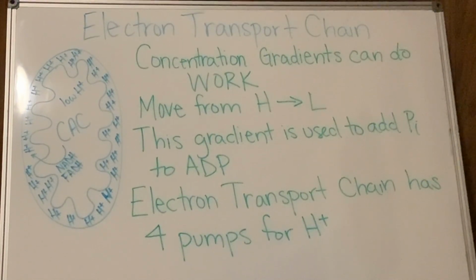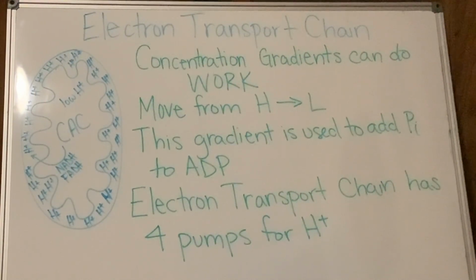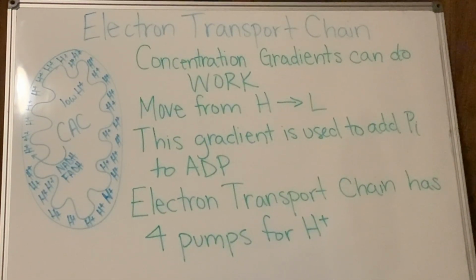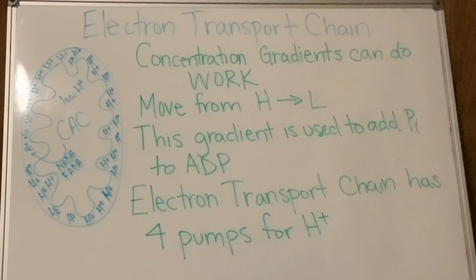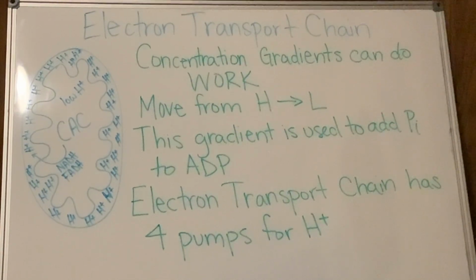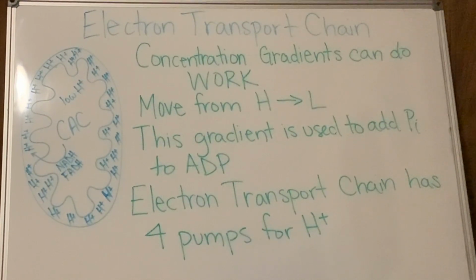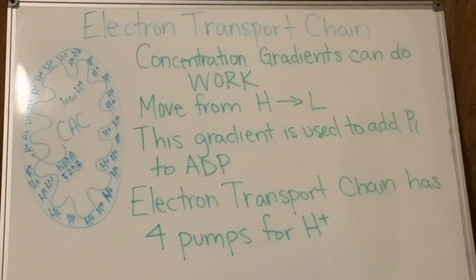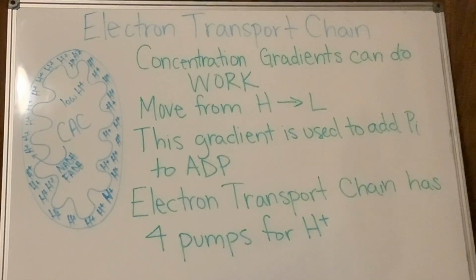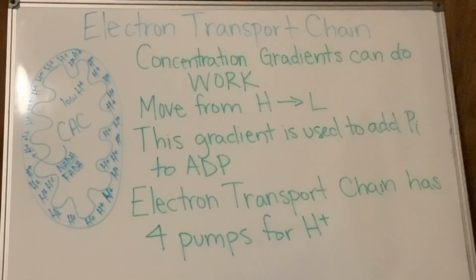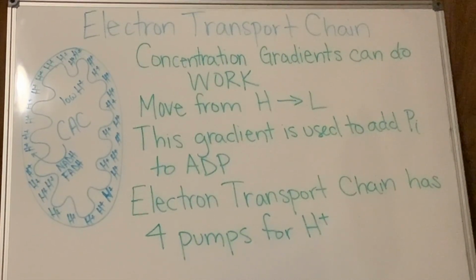This gradient, when allowed to flow in its natural passive direction, can do work. Gradients want to move from high concentrations to low concentrations and do so at a faster rate the larger the difference between the sides of the gradient is. This gradient is very large, and the gradient is used to add phosphate to ADP to form ATP in water at the final pump of the electron transport chain.